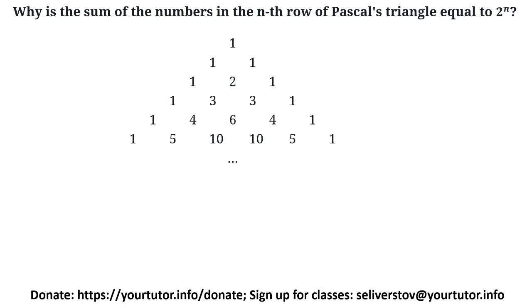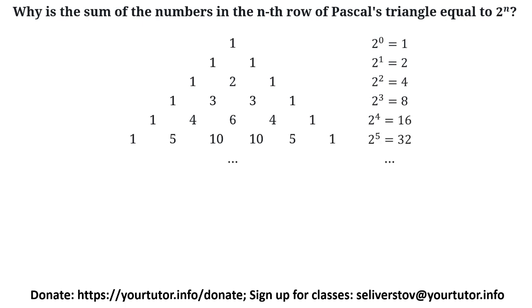In the zero row, 2 to the power of 0 is 1. In the first row, the sum is 2 to the power of 1, which is equal to 2, and this is the sum of 1 plus 1. In the second row, the sum is 2 squared, which is equal to 4, and it is the sum of 1 plus 2 plus 1. And in the third row, the sum is 2 cubed, that is 8, and it equals 1 plus 3 plus 3 plus 1, and so on. And this condition is met everywhere.